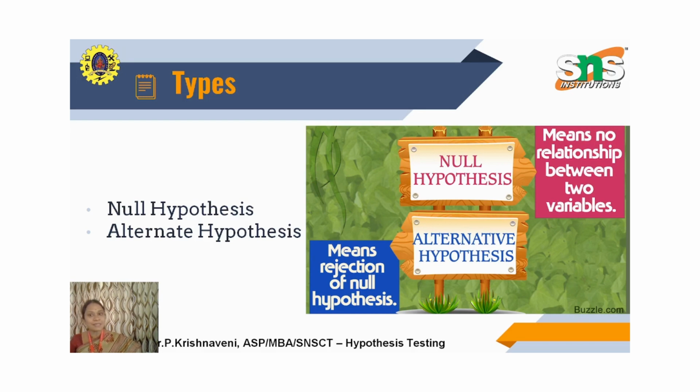And here it means we are rejecting our null hypothesis. Technically, we have to say that there is no evidence to accept the null hypothesis. This would be our alternate hypothesis.